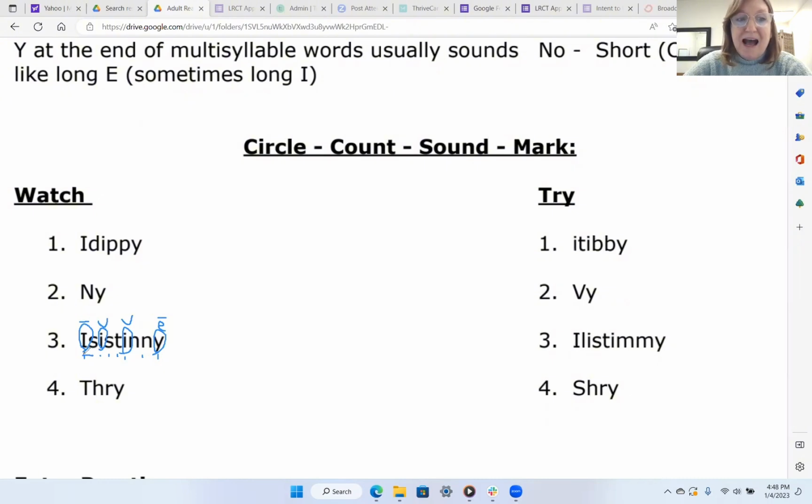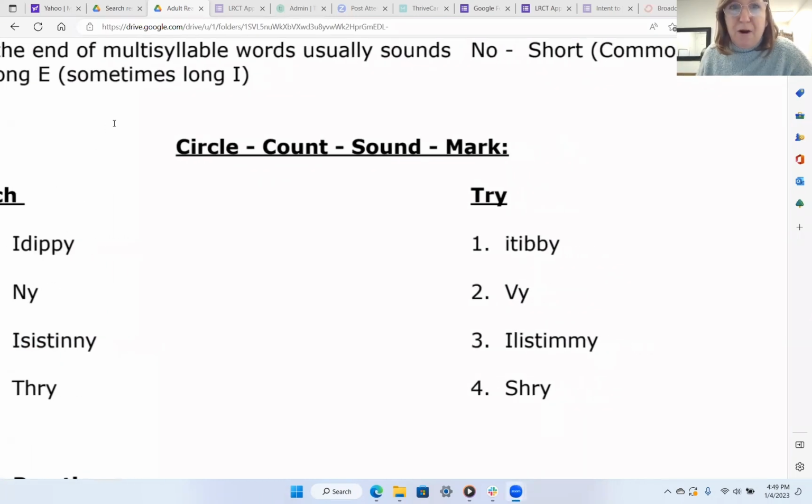Ice, ice, ISIS, ISIST, ISISTE, ISISTIN, ISISTINI. Yeah, I had to double check myself on that because that was kind of a doozy. Let's try yours. Let me scoot this over. Go for it.